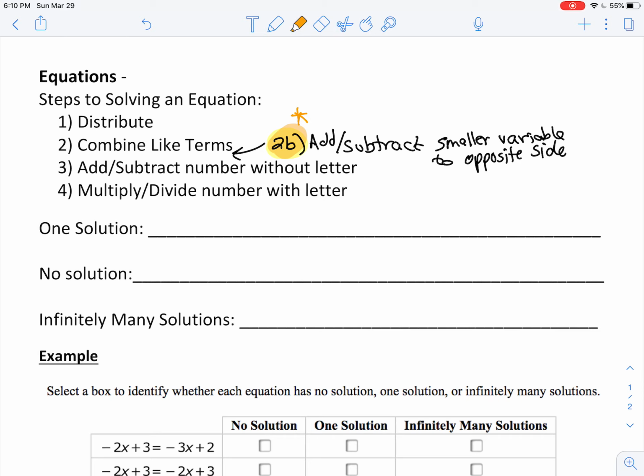Now, each week we're going to be learning or focusing on a new topic. Everything is going to be review. So our first week we're focusing on solving equations. Now, there are 5 steps to solving equations: 1, 2, 2b, 3, and 4.